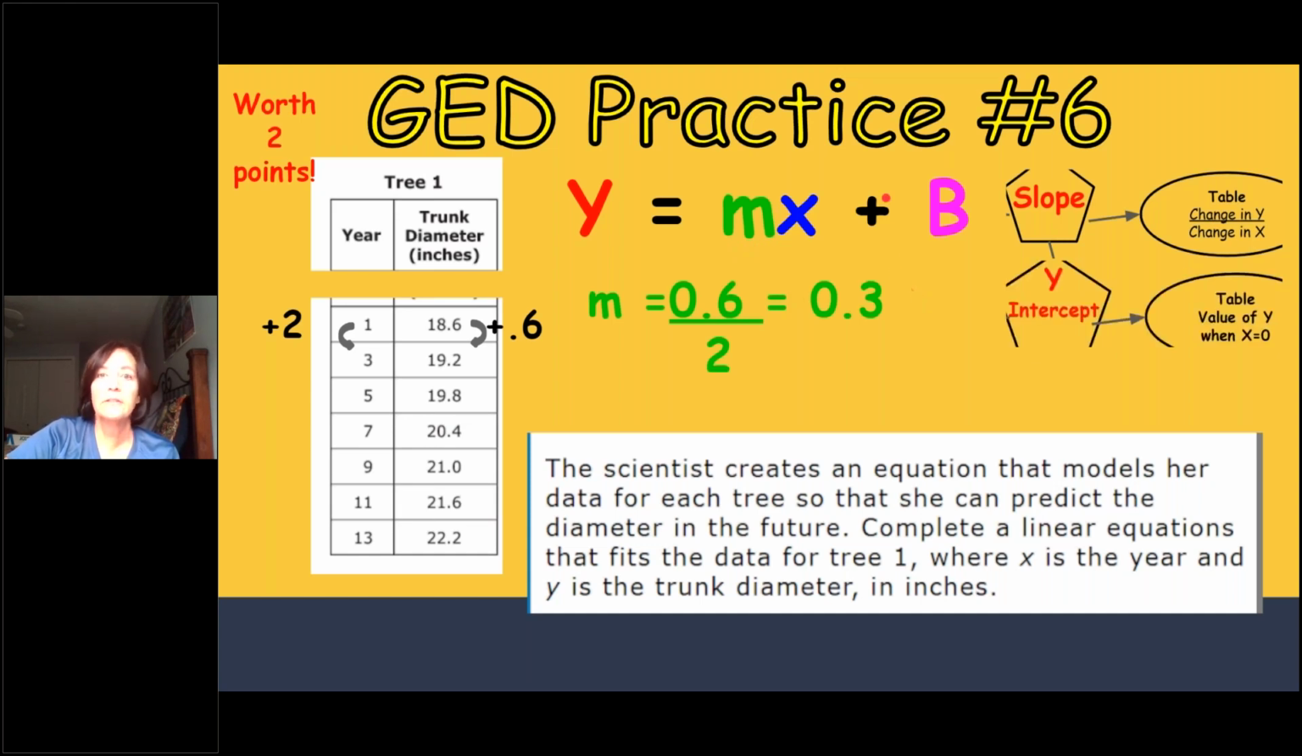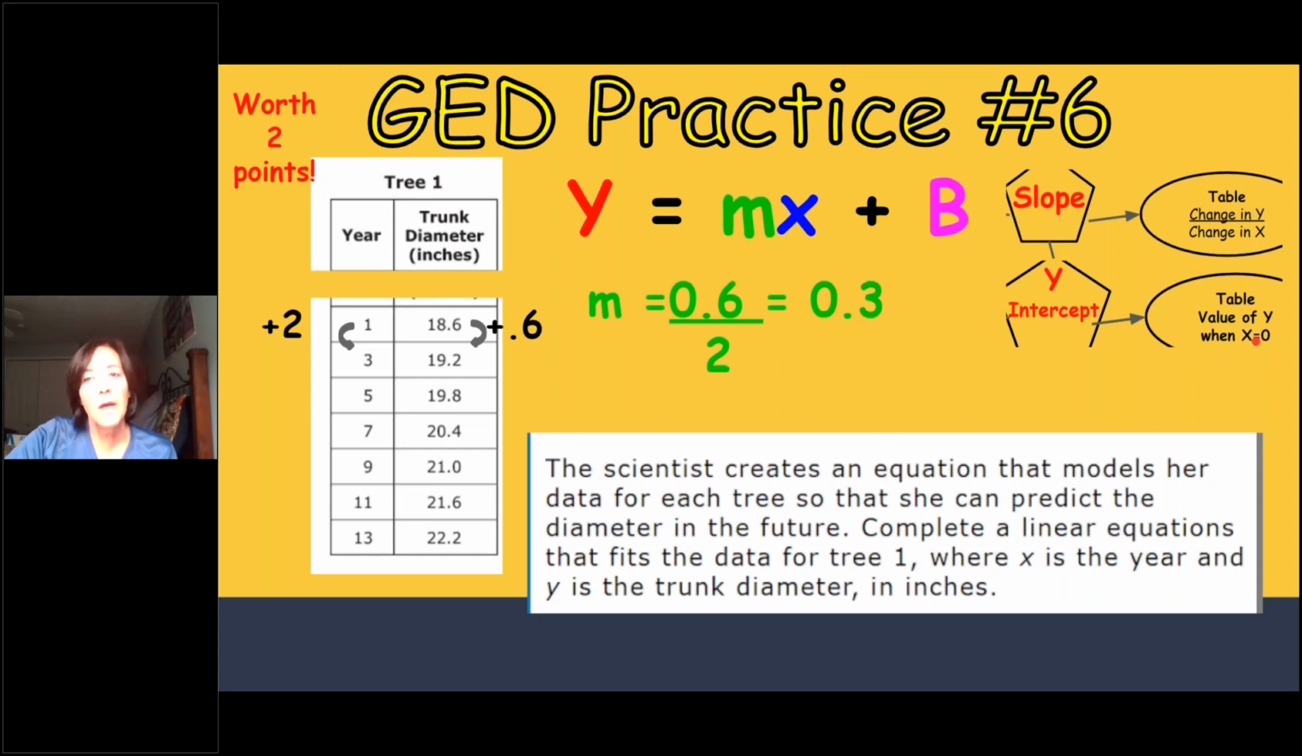But wait, we're not done. We have to add b. And if you'll remember, in the position where it says b, that's where we're going to insert our y-intercept. Hopefully you have a copy of that note page about the y-intercept, but I took off the part of that note page that's talking about how to find the y-intercept from a table of values.